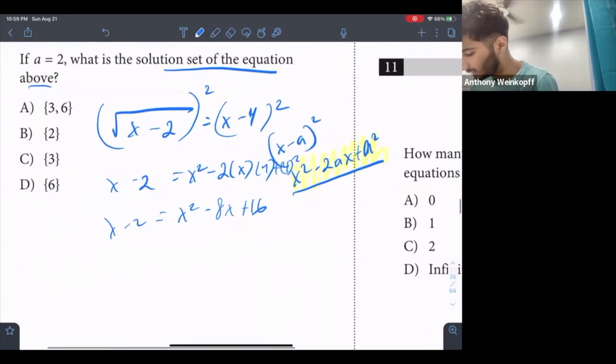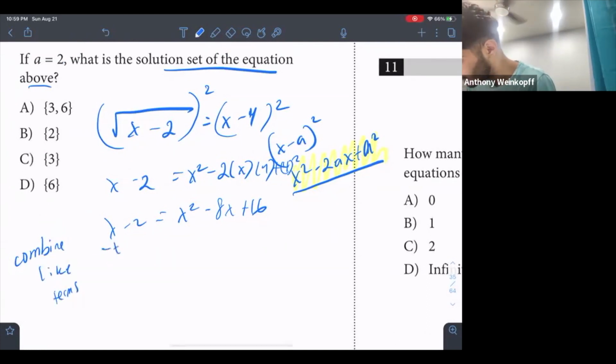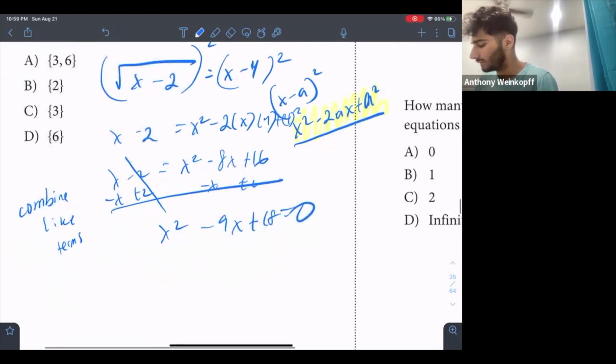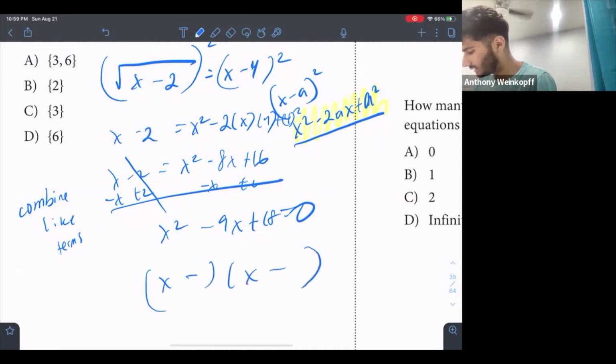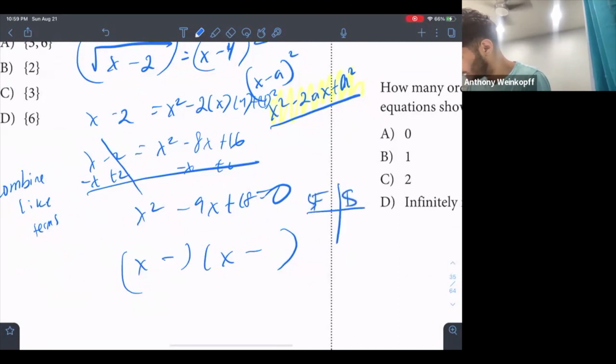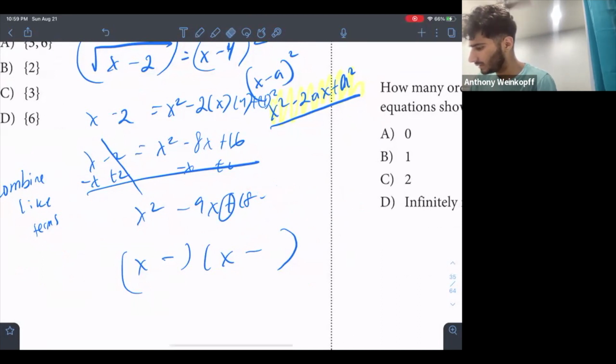And then you could combine like terms. So then you would do minus x plus 2 on both sides. You get x squared minus 9x plus 18 equals 0. And then you could factor it out. So you do (x minus), (x minus), and then the sum and factors, and then sum because it's a positive sign. Oops, sorry for not being neat.